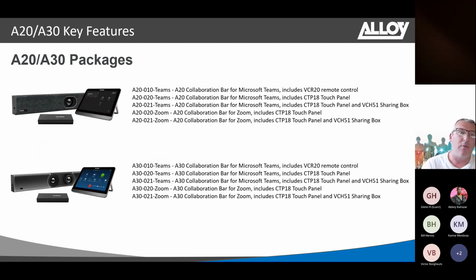Okay, so in terms of the packages that are available with the A20 and the A30, there are quite a few different options. So we've got options for Teams, we've got options for Zoom. Both the A20 and the A30 also come with the sharing box included, so the VCH51 sharing box, which is the 021 edition. And then we've also got Zoom editions that include the touch panel and the Teams edition that include the touch panel, but we also have Teams editions that just come with the remote control themselves.